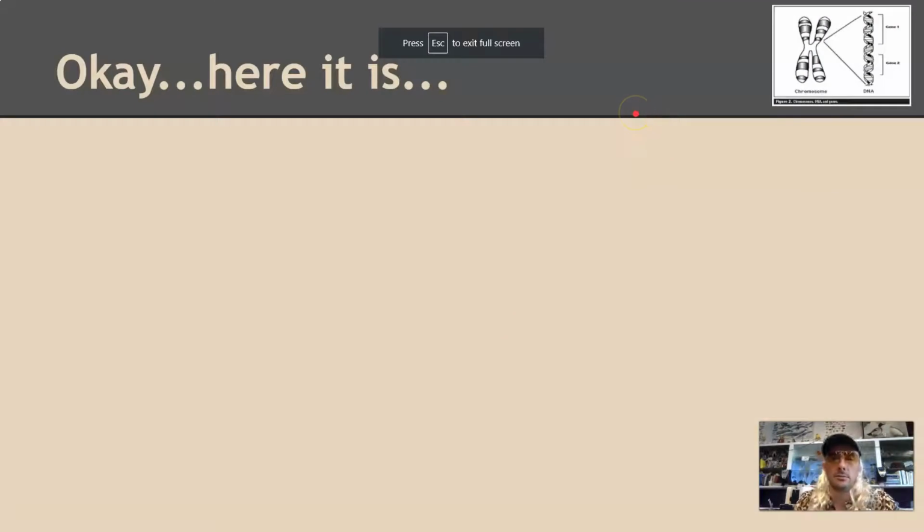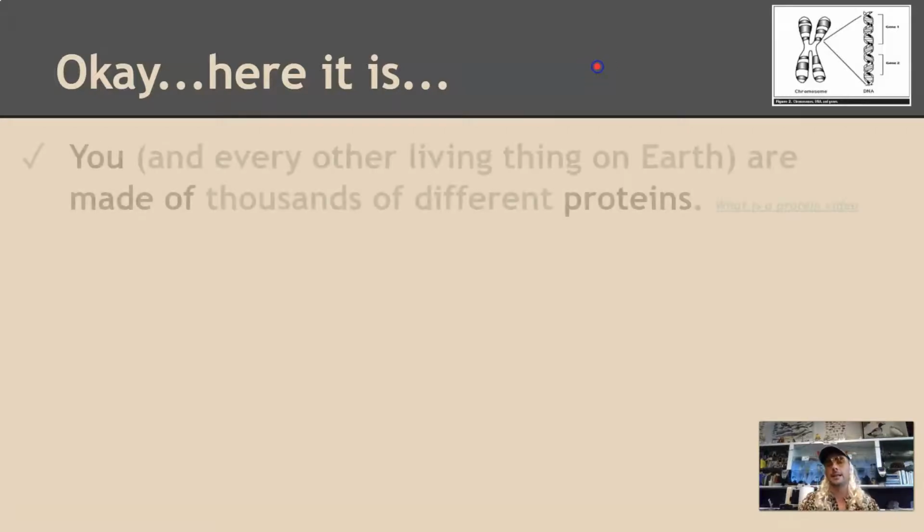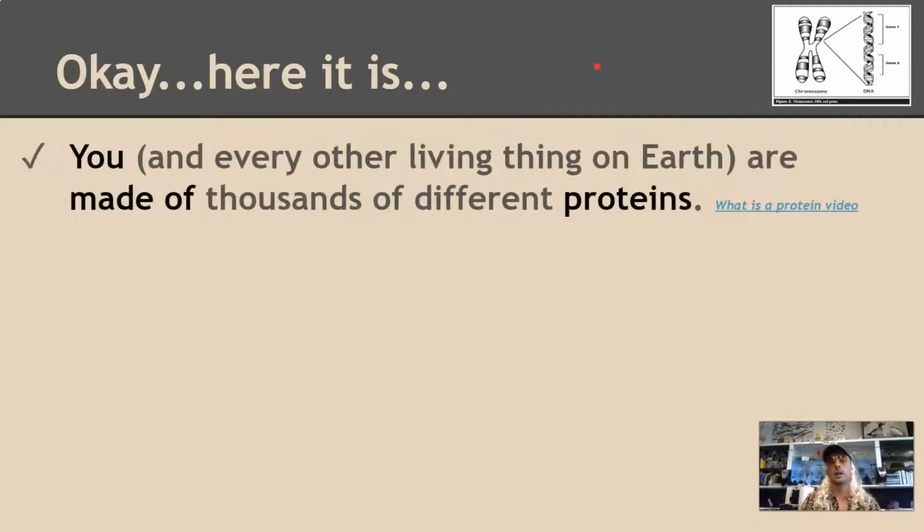Okay, here it is. I want to tie all this together. I want you to make sense of this because there's a lot of vocab here. But again, it's a layer cake, so you want to understand where these terms go in that layering. You and every other living thing here on Earth are made of thousands of different proteins.